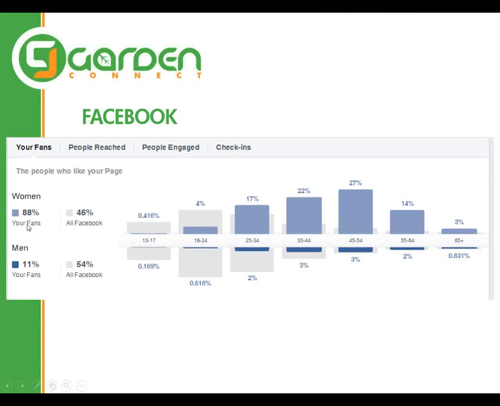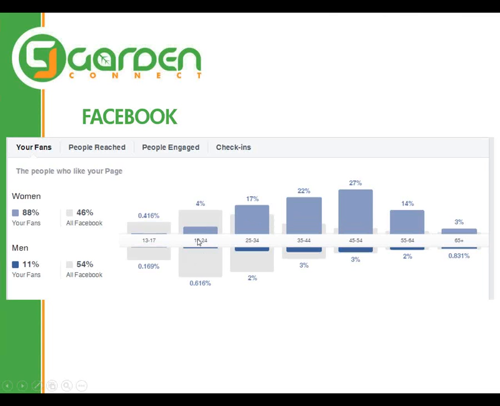88% of the Facebook users of this garden center are women, and only 11 and a bit are men. If you look at the age groups, the ones moving away, 13 to 17, a very low figure. The ones starting to move away, 18 to 24, also a very low figure. And there you see this age group, 45 to 54. That's the majority of the users, also 55 to 64, and 35 to 44. So you can see this is your most important customer group, females 35 and over, and that's the biggest group of Facebook followers of this garden center.